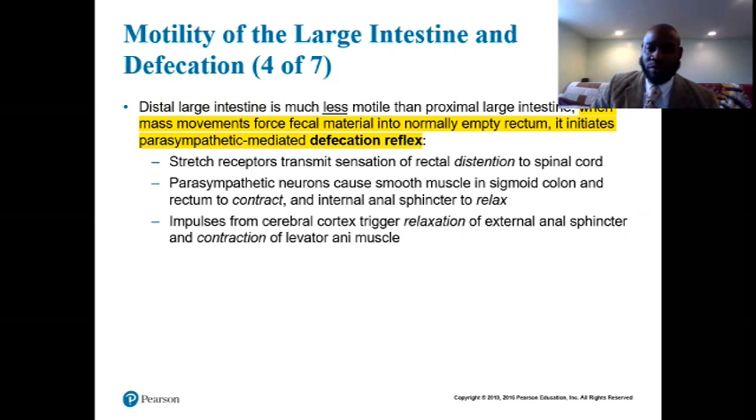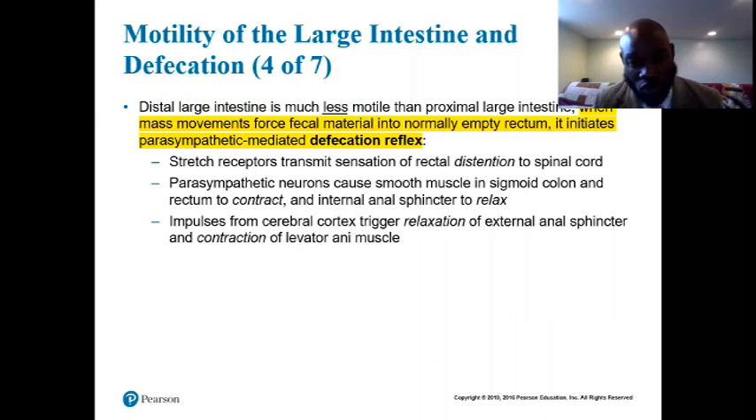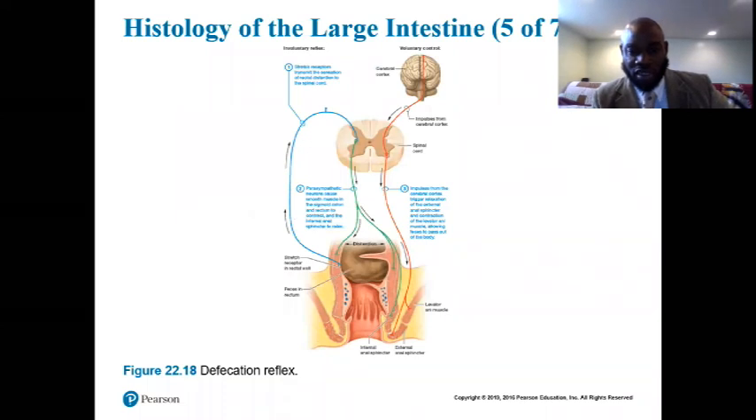The stretch receptors transmit sensation of rectal distension to the spinal cord, which causes smooth muscles in the sigmoid colon and rectum to contract. Right, that's the sigmoid colon, the last curve of your large intestine, and your rectum, leading to your anus, to contract. The internal anal sphincter relaxes. You start to feel the sensation of feces, and impulses from the cerebral cortex trigger relaxation of the external anal sphincter and contraction of the levator ani muscles. Right? And so that's the process of wanting to remove feces from your body.